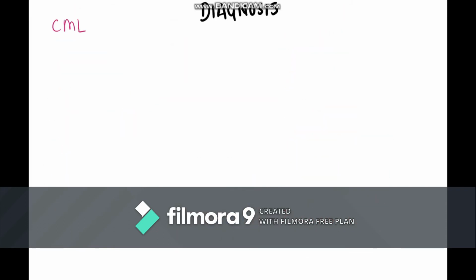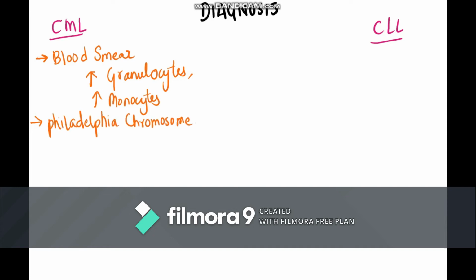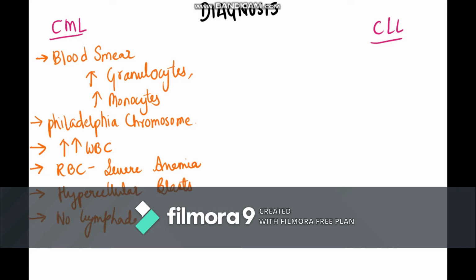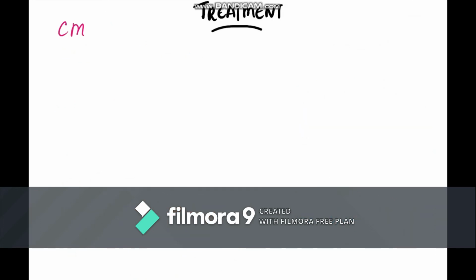Let's see the diagnosis. In CML, the blood smear shows increased granulocytes and monocytes. For the differentiation, in RBC there is severe anemia. Lymphadenopathy is very slight, as we saw in the symptoms also. Splenomegaly and increased uric acid level are present in both. Whereas in CLL you have increased lymphocytes, mild anemia, and lymphadenopathy is common, as well as splenomegaly. So now let's look at the section on treatment.